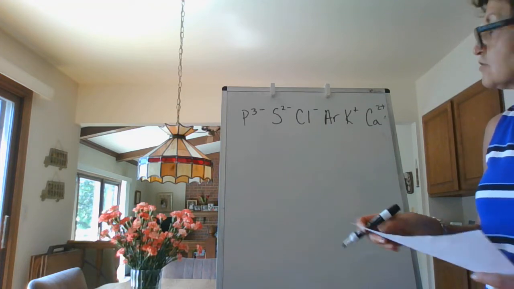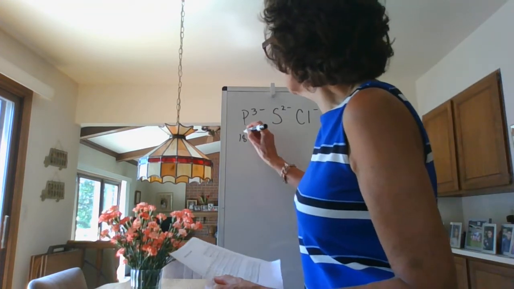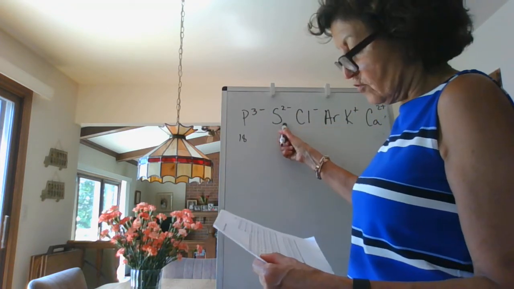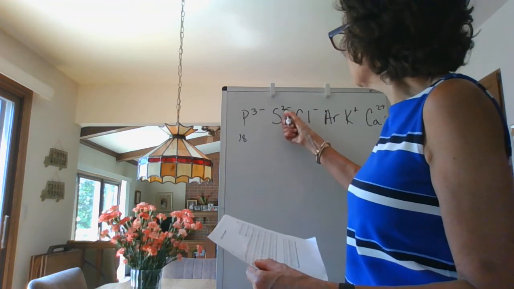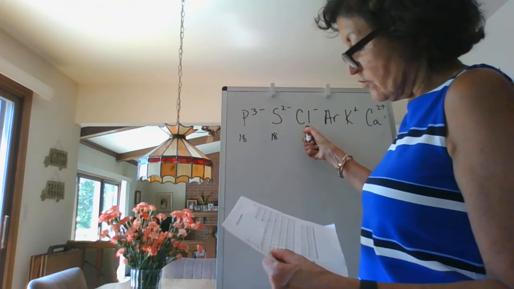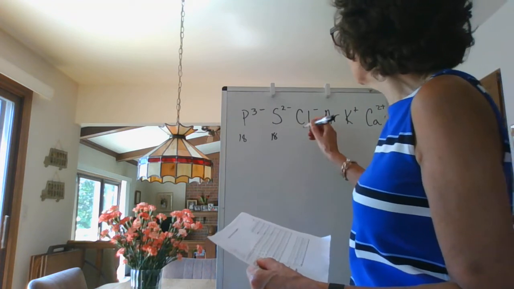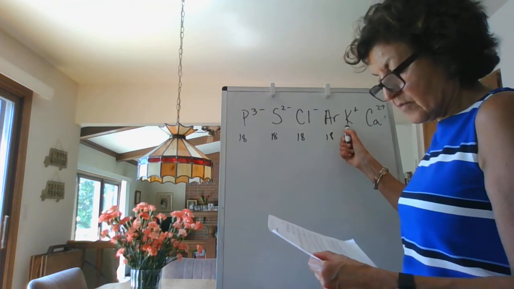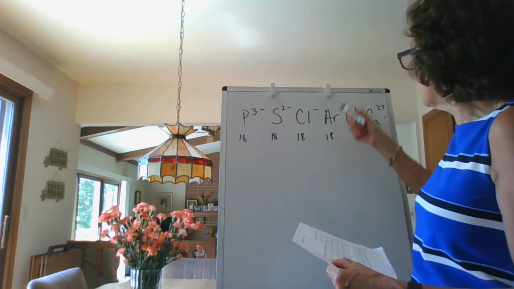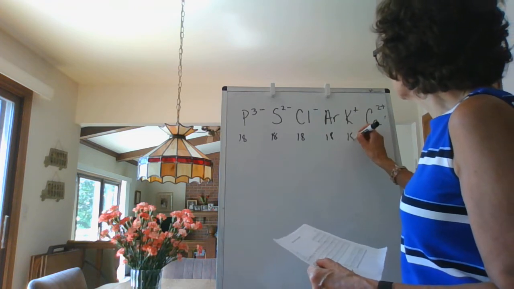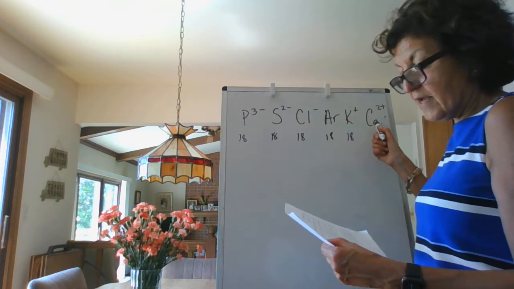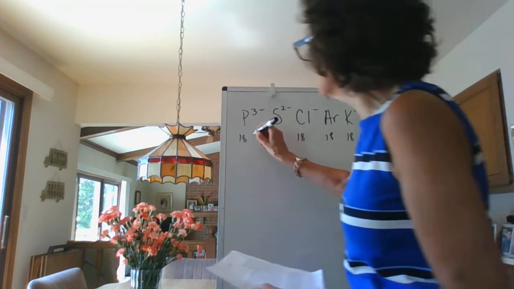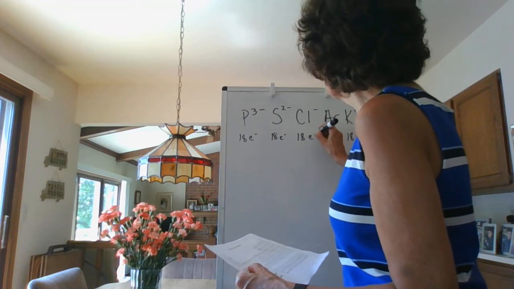Let's write down the number of electrons they all have. This has 18 electrons. Phosphorus normally has 15, picked up 3 to become 18. Sulfur normally has 16 electrons, picked up 2, it has 18. Chlorine normally has 17 electrons, picked up 1, it now has 18. Argon always had 18. Potassium normally has 19 electrons, lost an electron, and now it has 18. Calcium normally has 20 electrons, lost 2, now it has 18. So they all have 18 electrons.